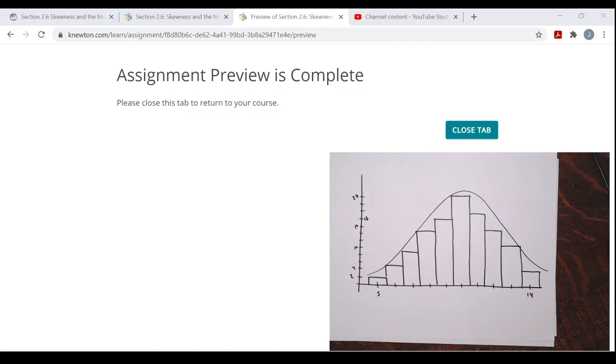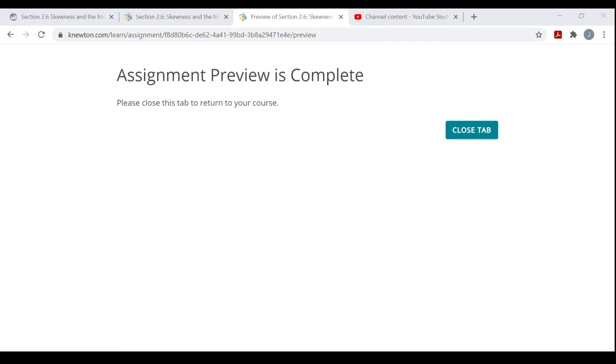So I do the drawing as well. I'd make a histogram or make a box and whisker plot. And if you want to compare the mean and median, you can, just for further evidence of skewness or symmetry. But that's it. That's the only objective here.